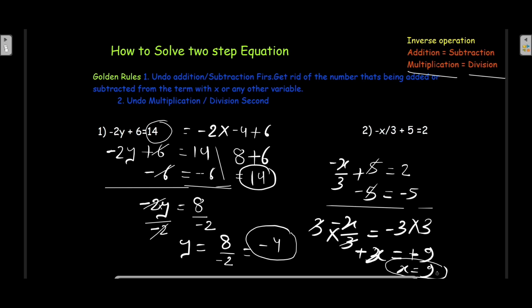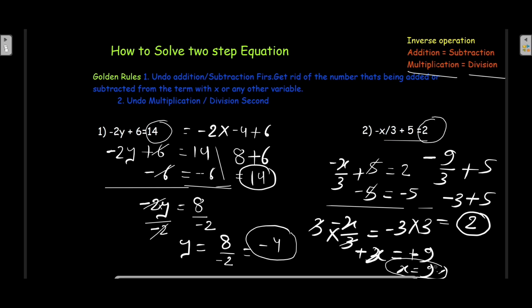If we want to verify that x is equal to 9 is correct or not, we have to plug this 9 into the initial equation. So let's do it. Minus, which is already in here, x, the value of x is 9, over 3, plus 5. If we divide -9 by 3, it will give us -3 plus 5. If we add -3 plus 5, it will give us 2. So 2 equals 2. So our answer is correct. It shows that our answer x is equal to 9 is correct.